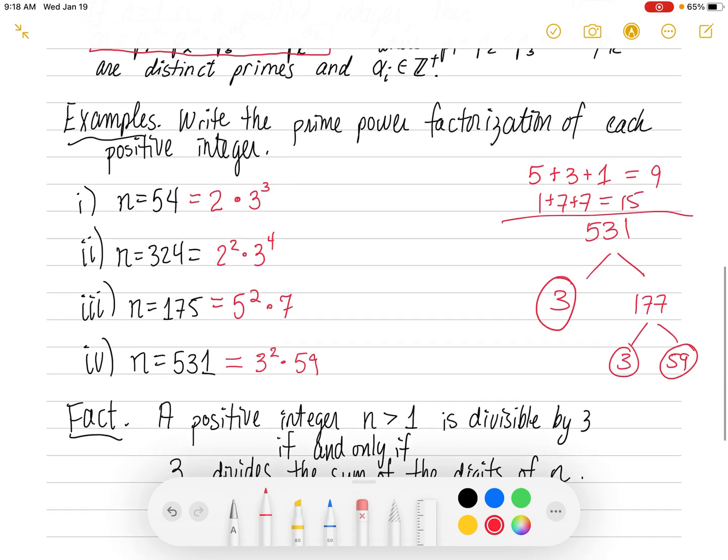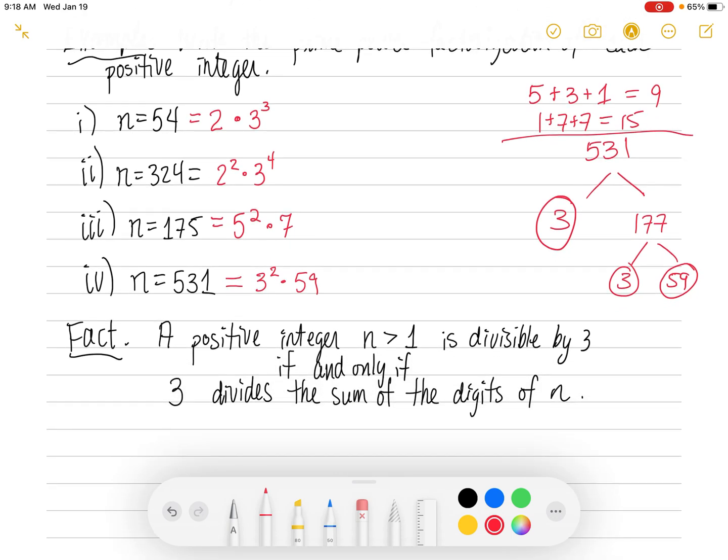All right, so this is all I'm going to do in this first video, covering prime power factorizations and the fundamental theorem of arithmetic. In the next video, we will continue looking at primes and prime factorizations.